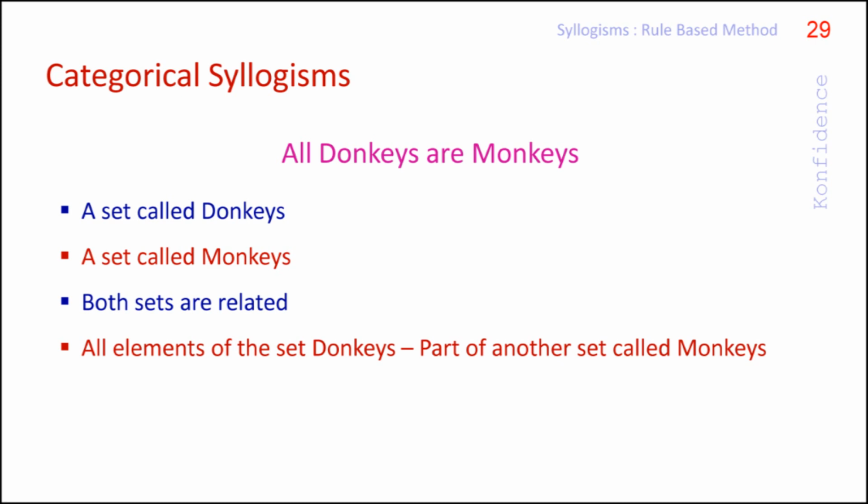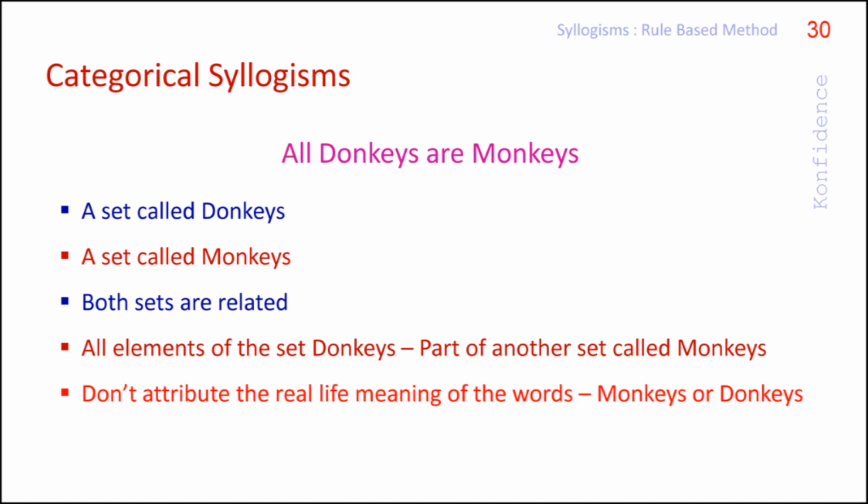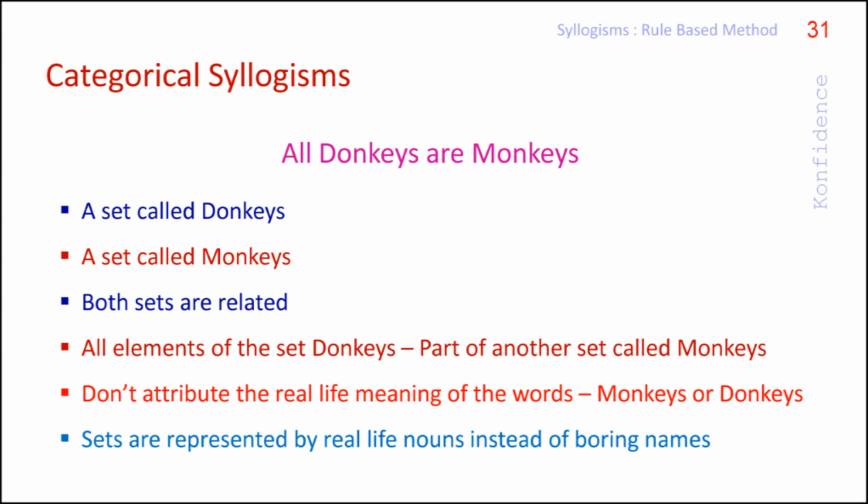Now, when you look at these kinds of statements, it is important that you don't attribute the real life meaning of the words monkeys or donkeys to the sets. And don't ask the question, how can all donkeys be monkeys? It is just that instead of using boring names like A, B, C, etc. to represent sets, we make it a bit more interesting using real life nouns like donkeys, monkeys, teenagers, crocodiles, etc.